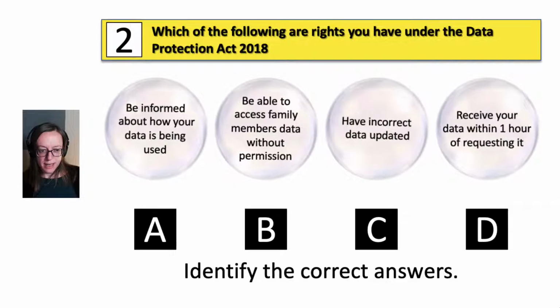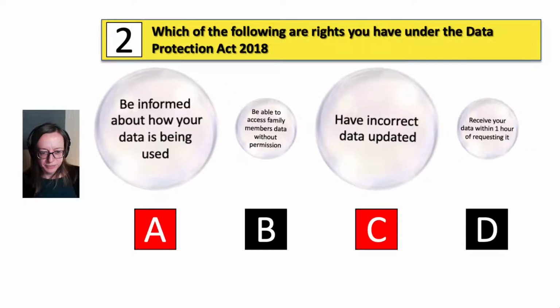Okay, Hibba is saying A and C. Melvin is saying A, B, C and D. Zainab is saying A and D. Okay, we've got quite a combination. So I think that I'm going to give Hibba a round of applause on this one. Okay, so the Data Protection Act does say that you have to be informed about how your data will be used. Okay. B says being able to access family members' data without permission.